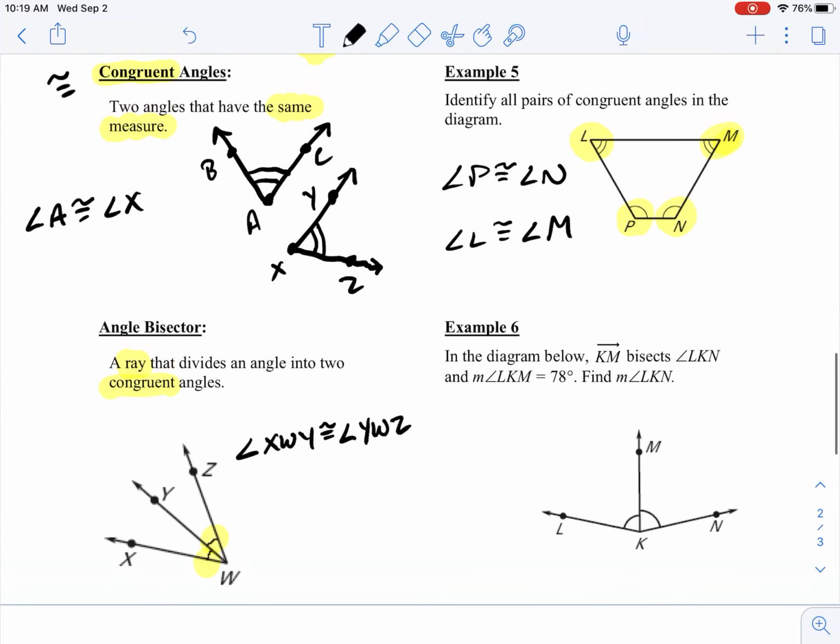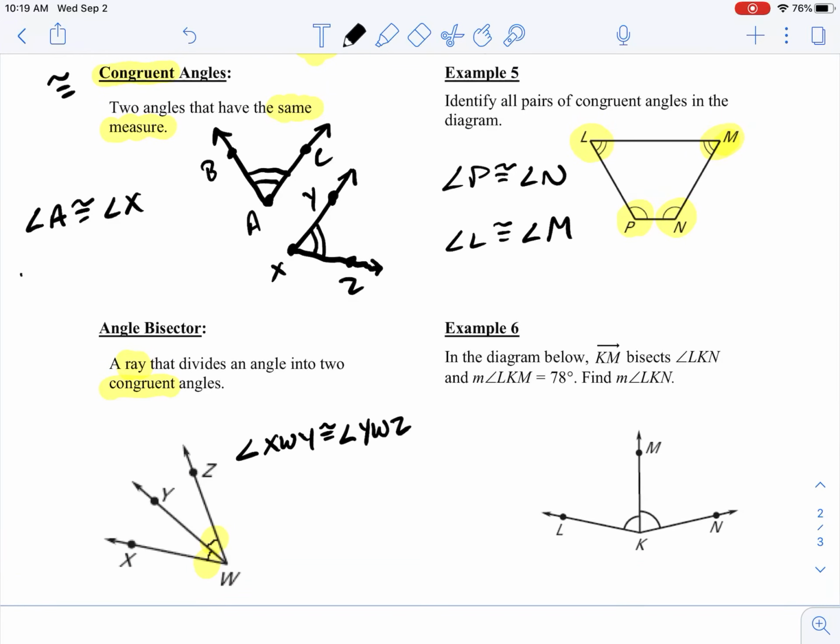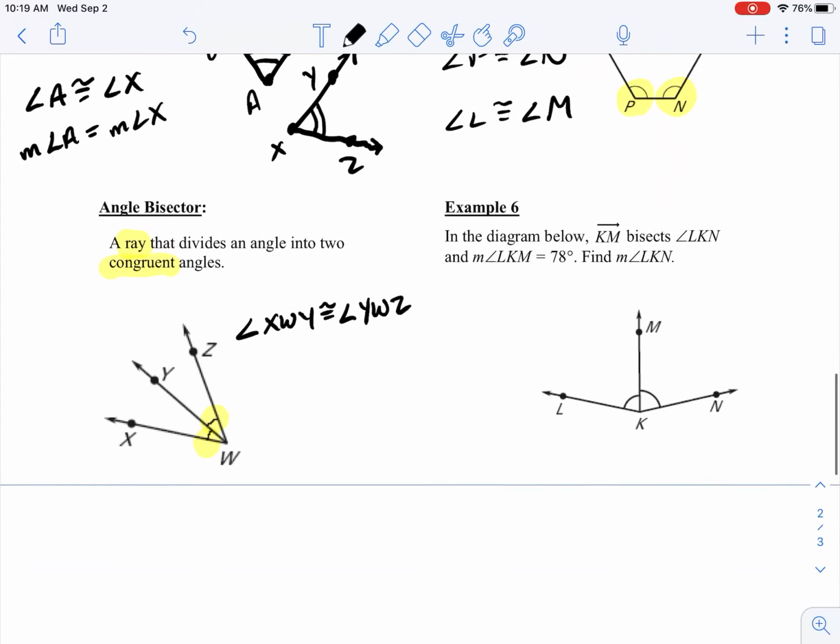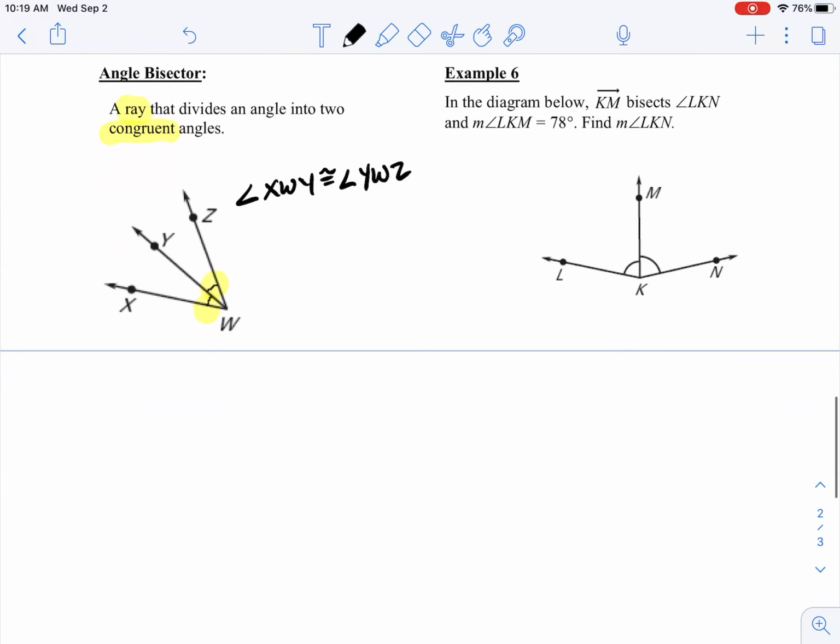And another thing we can get from that, I just real quick, if we know 2 angles are congruent, then we can also say that the measure of angle A would be equal to the measure of angle X. That is something that we know. All right, over here, our last one, it says in the diagram below, KM bisects LKN, and LKM is 78 degrees. Find the measure of LKN.